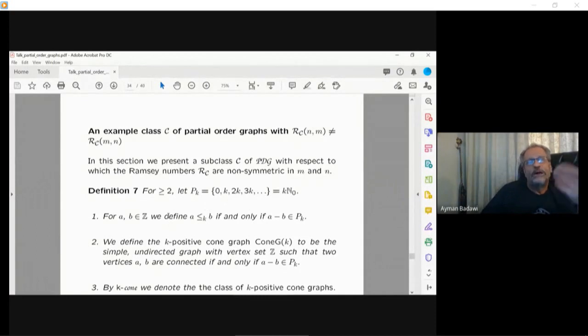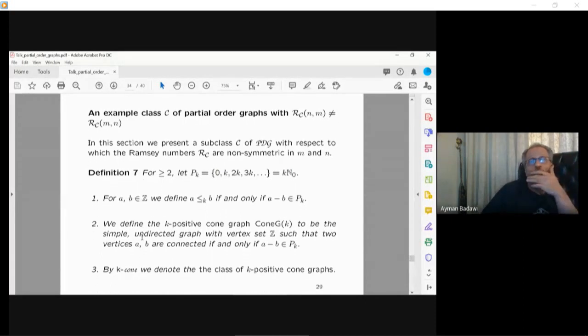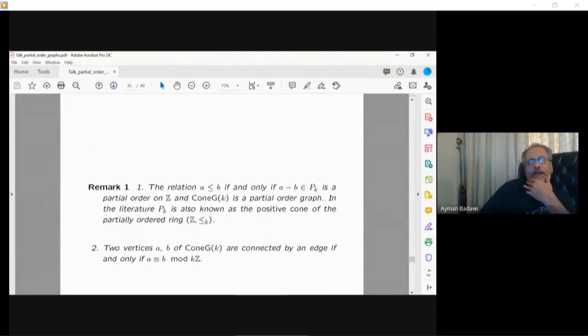What is the second axiom? If A is not equal to B and A is less or equal to B, then B should not be less or equal to A. So this is a partial order graph. In the literature, in fact, they call this graph the K positive cone. And of course, as I told you, this relation makes the graph a partial order graph.